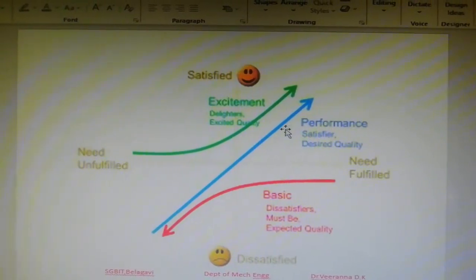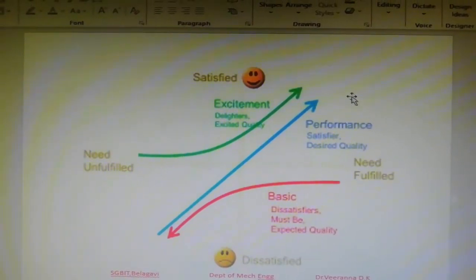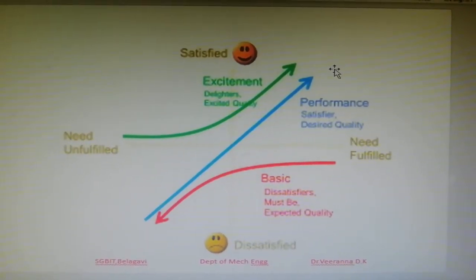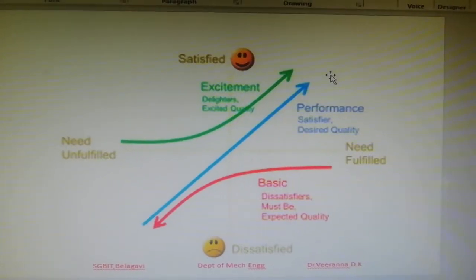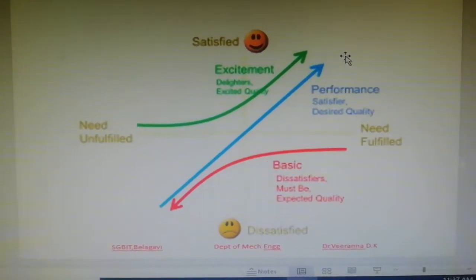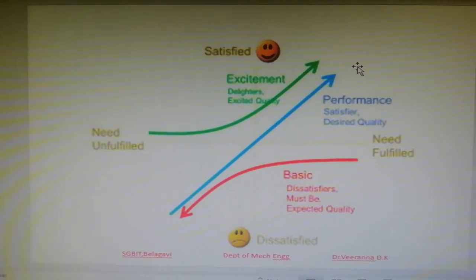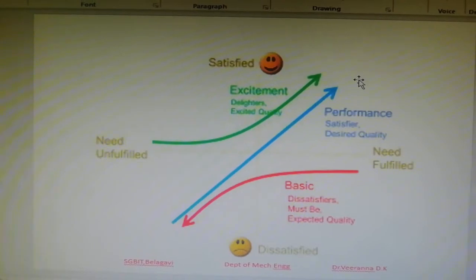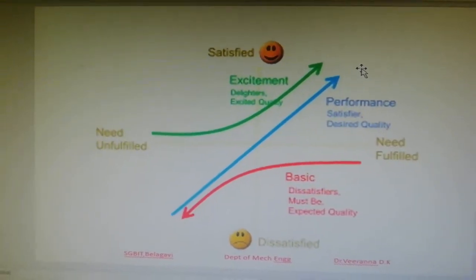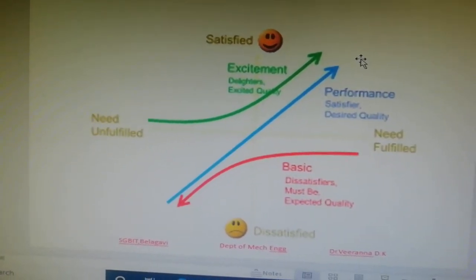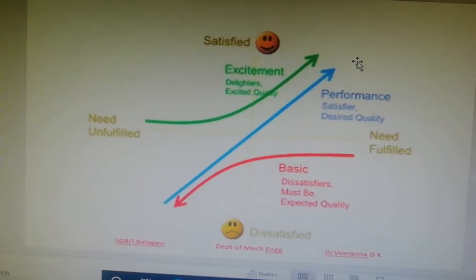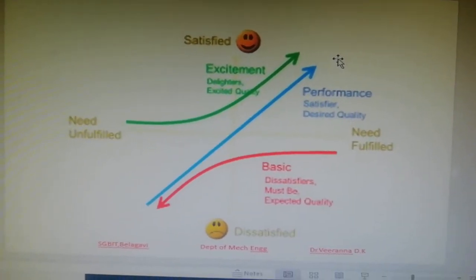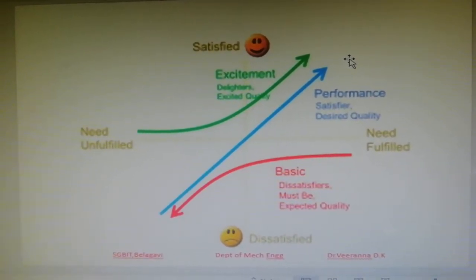is the fourth quadrant. See here in the first quadrant, when the product is fulfilling its needs, the customer is also happy, and this quadrant is very much required when any product or service is developed. In the second quadrant, it is need unfulfilled but satisfied. In the third quadrant, unfulfilled as well as dissatisfied. The fourth quadrant is need fulfilled but dissatisfied. With these four quadrants you can very easily assess how the product will work in the market.